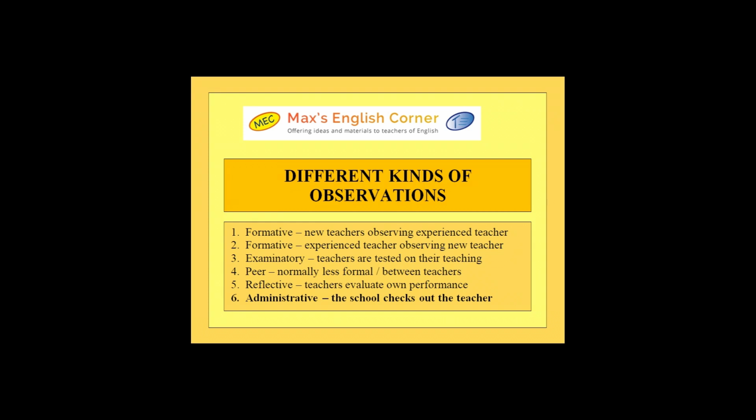Administrative. The school checks out the teacher. In these observations, the focus is more on the administration checking to see how and how well the teacher does his or her job. This is typically done with new teachers, but some schools observe their staff annually or rotate the observations, so the steady core of teachers will only be observed every second or third year.